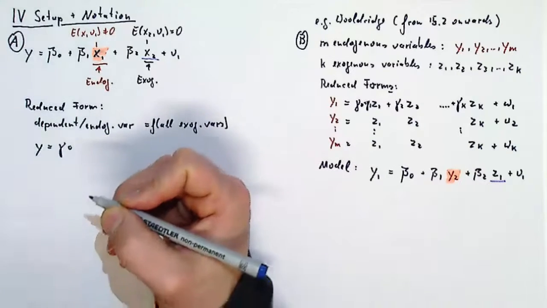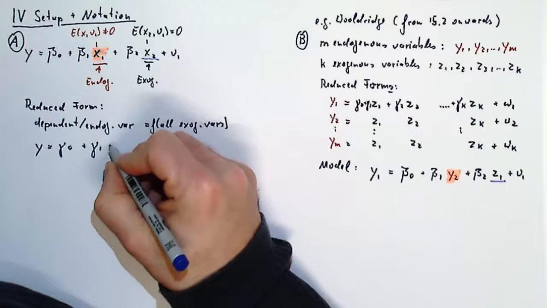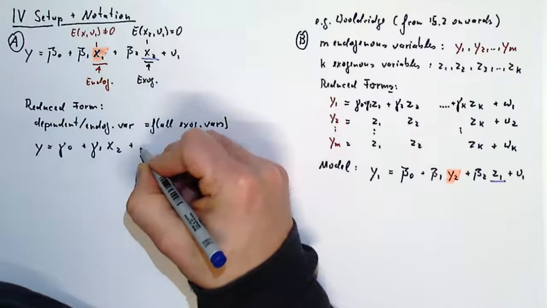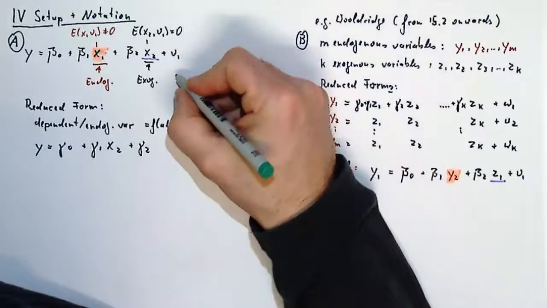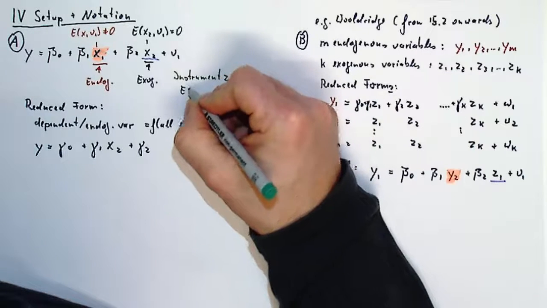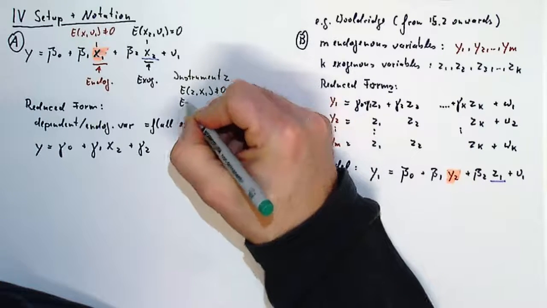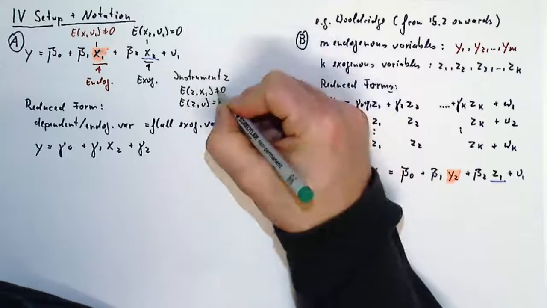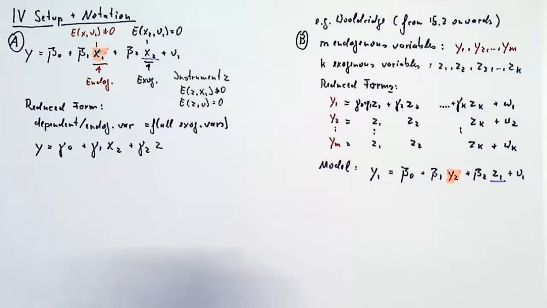So in the context of this particular model, this now means that y is a function of a constant gamma naught plus gamma 1 x2 plus gamma 2, and now we're talking about instrumental variables, we need an instrument, because we can't include the endogenous variable because that's endogenous and not exogenous. So we use an instrument, the conditions of which is that it's correlated with x1, the endogenous variable, but uncorrelated with u. So that goes in here into the reduced form, and we have an error term.